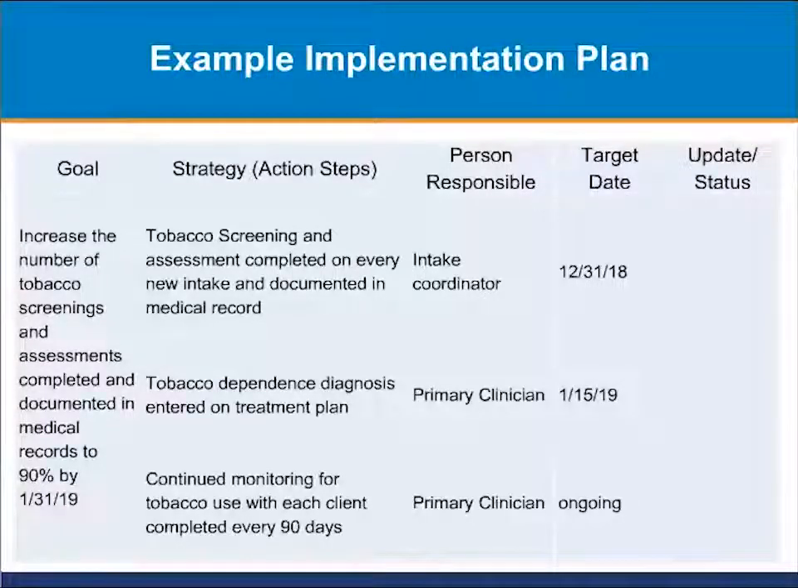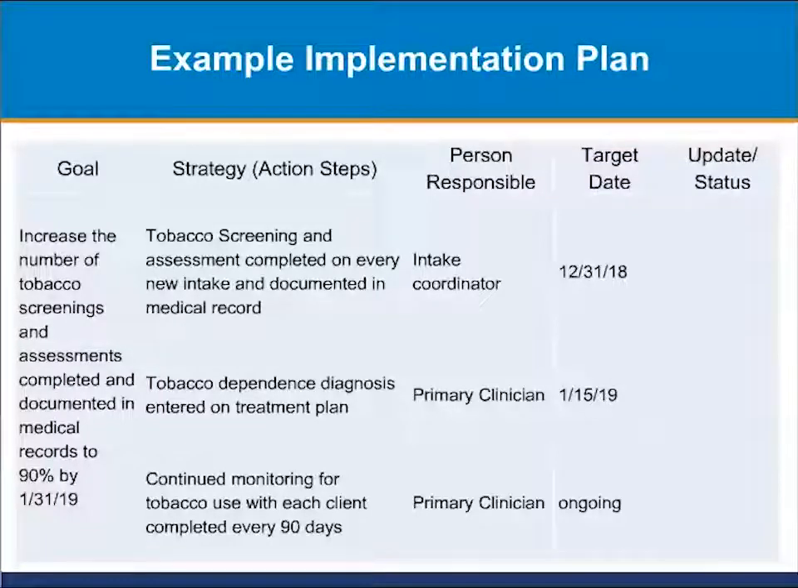Here's an example of an implementation plan, and we actually have a template as part of the tools on our TCTAC website, which I'm going to show you again at the end of this presentation on how you can get to this. But you'll see here, there's this clear goal on the left-hand side, increasing the number of tobacco screening assessments completed and documented in the records. And you'll notice here that this is, again, very specific, to 90%, and by when, with a date.